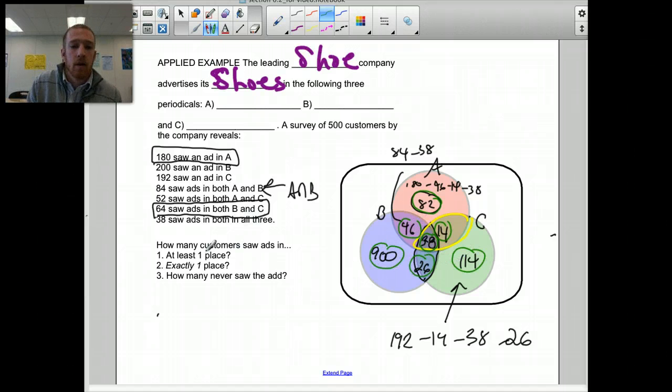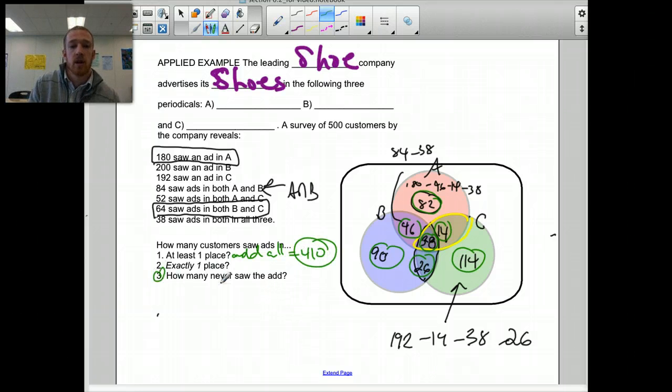Okay, now, how many customers saw ads in at least one place? Well, at least one could be 1, 2, or 3. So we have to add up all these numbers. So I add 82 plus 46 plus 38 plus 14, 90. What did I write there? 900? Yikes. 90 plus 26 plus 14. Adding all those up, that gives us 410 saw the ad someplace.